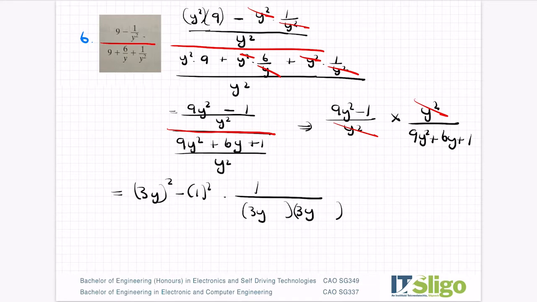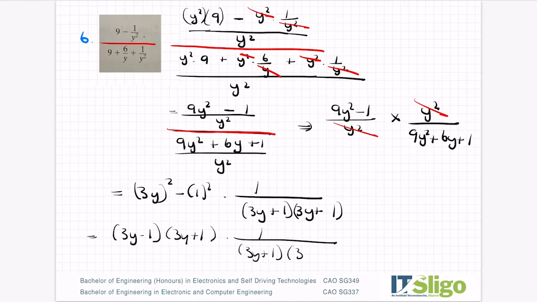3y and 3y will give me 9y squared, and 1 and 1, and plus and plus. Let's write this one here as the difference of two squares as its factors: 3y minus 1, 3y plus 1. That's multiplied by 1 over 3y plus 1, 3y plus 1. One cancels with one of them. So on the top then I have the 3y minus 1, and on the bottom I have 3y plus 1. Okay, so a perfectly acceptable way of doing it.